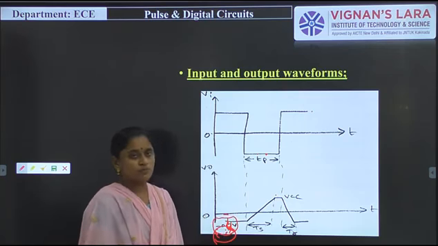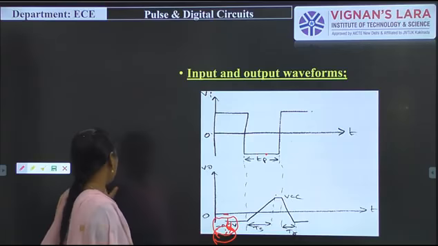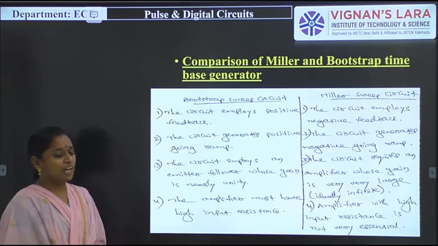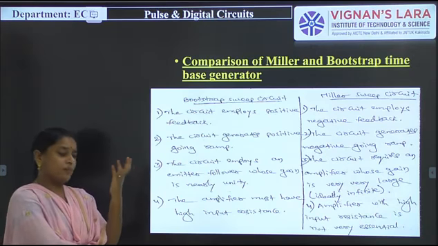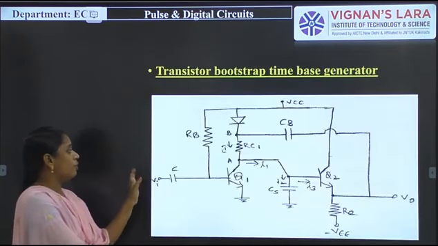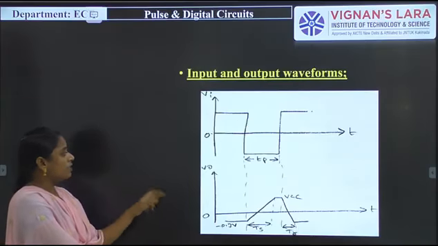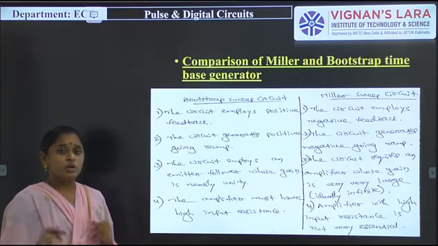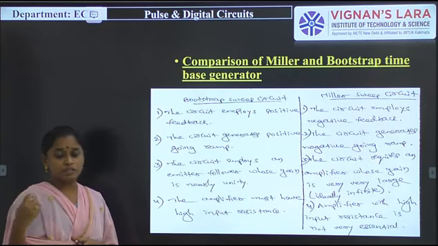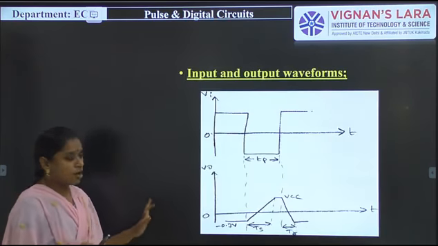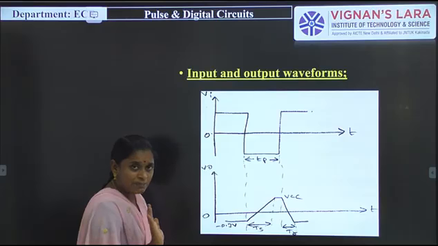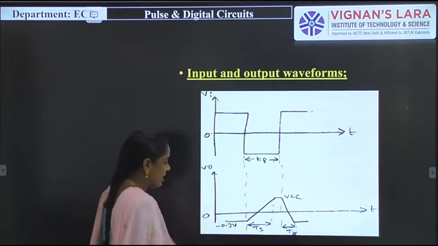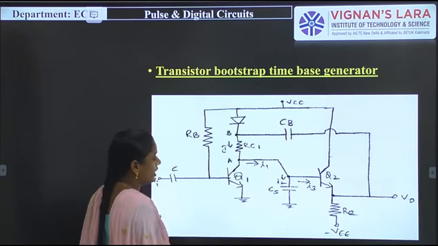So this is the operation of the Bootstrap circuit. Let us check the difference between the Bootstrap and Miller circuits. The Bootstrap circuit implies positive feedback, and coming to the Miller circuit, we use negative feedback. Coming to the output waveform, we observe that in the Bootstrap circuit the output is a positive going ramp, which starts at a negative level and increases positive. So we have to consider that the first condition is that the output is a positive going ramp signal.